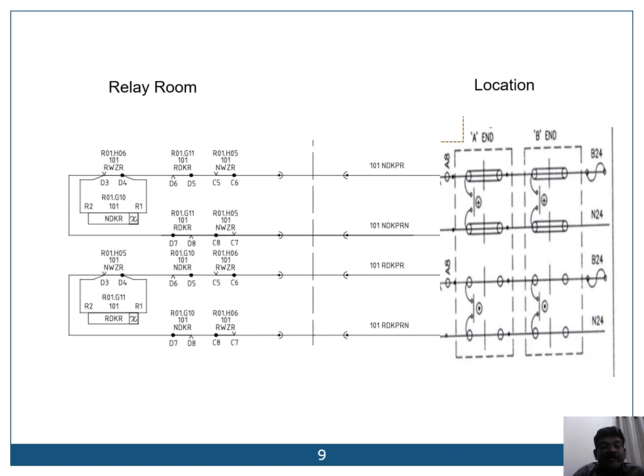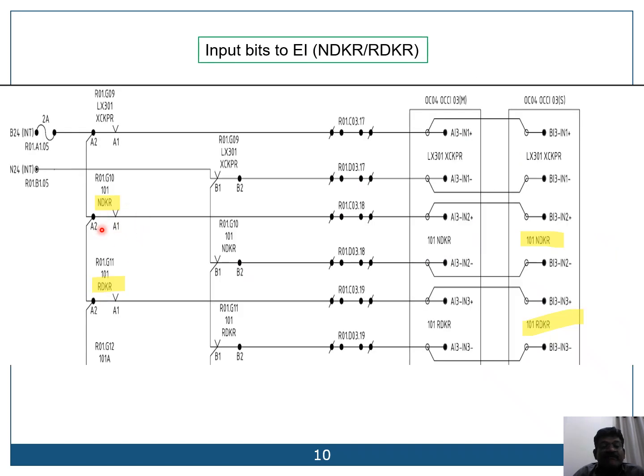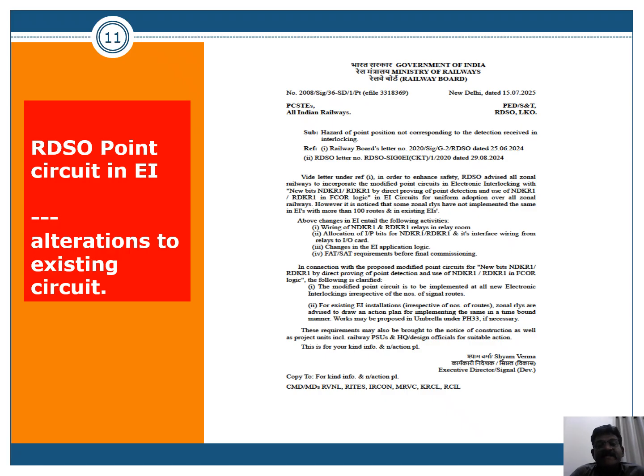Now with NDKR pickup and RDKR pickup, we are giving inputs to our EI. So with this point circuit, NDKR and RDKR are used in all the signaling circuits. Now this is the latest circuit given by RDSO with alteration in the existing circuit. This letter is dated 15/7/2025, and the implementation has to be done. The circuit is given in 25/6/2024.